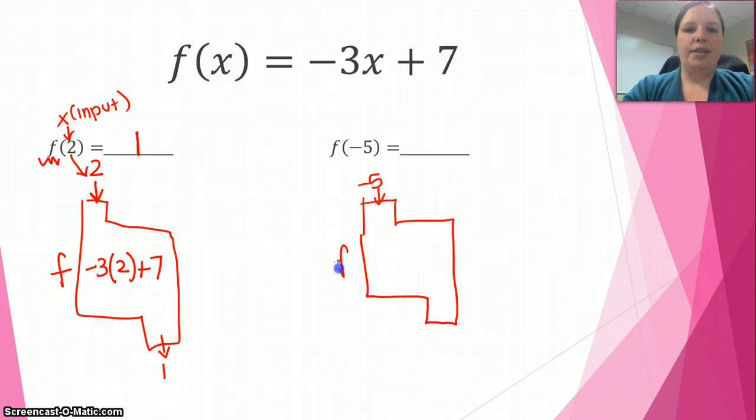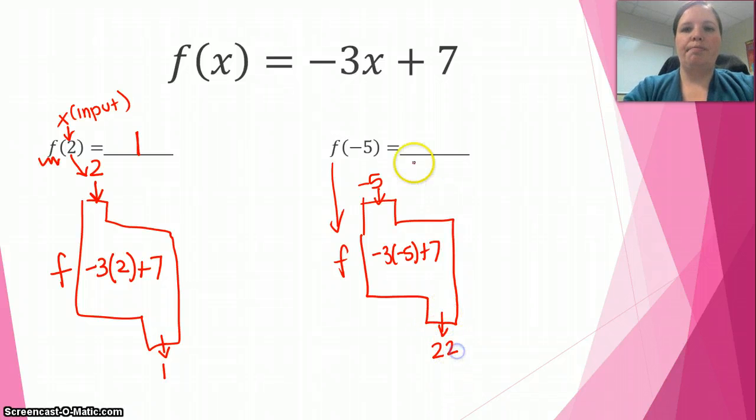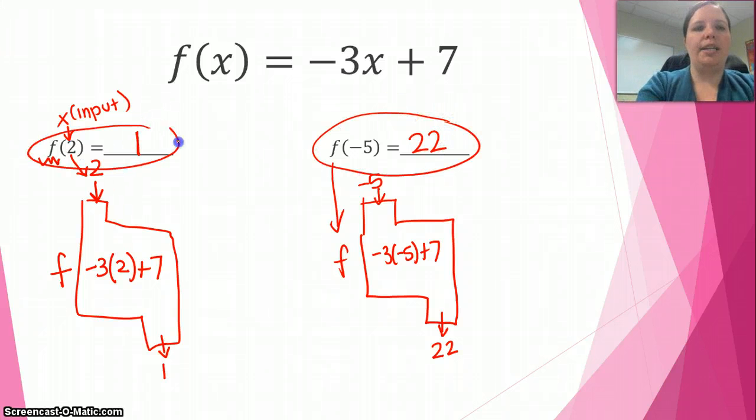We do, this is the f machine still, you can see from the letter: -3 times -5 plus 7. So our answer output is 22. So f of -5, there's our solution. We want to write that solution using function notation.